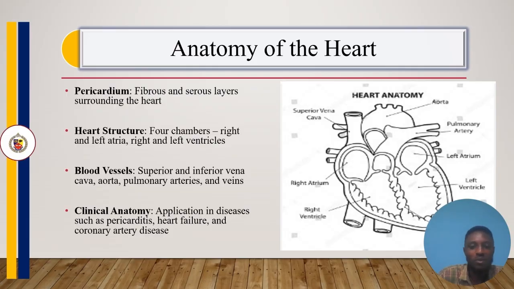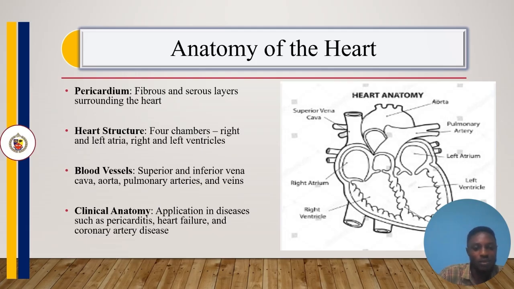The heart consists of 4 major chambers in which we have the right and the left atria, and the right and the left ventricles, right? Also, let's talk about the pericardium, which is the fibrous and serous layers surrounding the heart. We have vessels that supply blood into the different chambers of the heart: the superior and inferior vena cava, the aorta, and the pulmonary arteries and veins. So the application in diseases such as pericarditis, heart failure, and coronary artery disease.